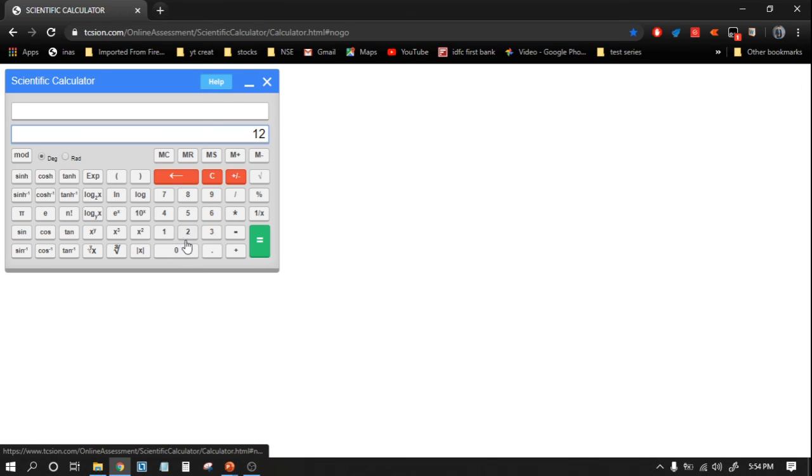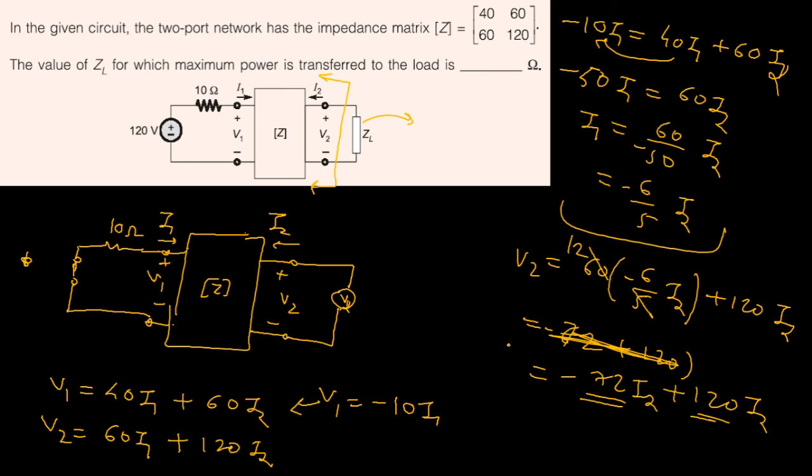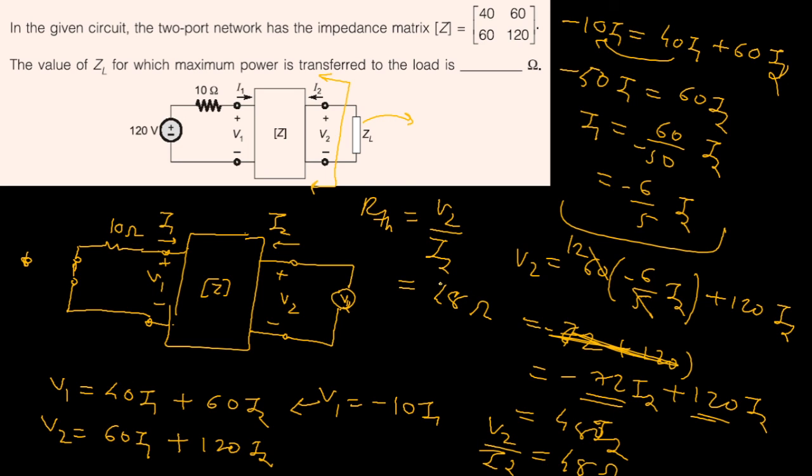I am just doing 120 minus 72, which is equal to 48. So we get the answer here. Actually not the answer, we have 48 I2, and we want to find the resistance which is V2 upon I2, that is 48 ohm. So we got the RTH, which is nothing but V2 upon I2 equal to 48 ohm, and this 48 ohm should be the value of ZL to get the maximum power transfer. So the answer is 48 ohm.